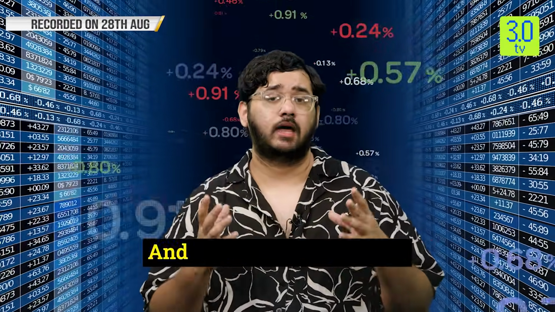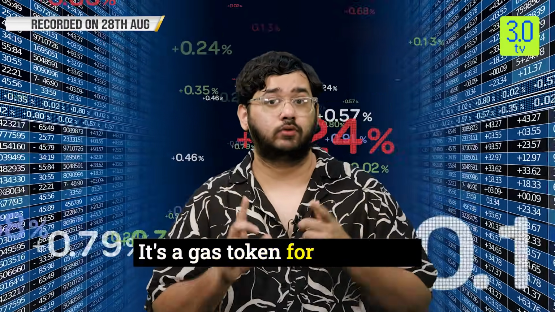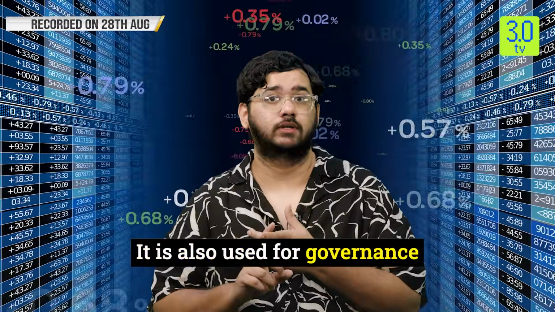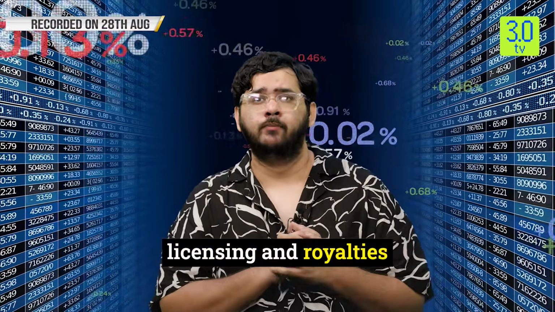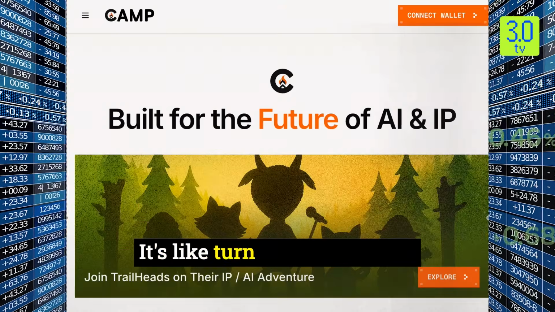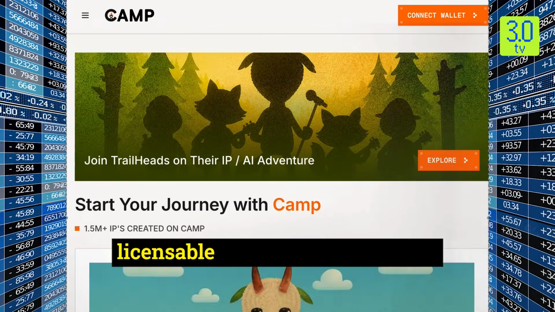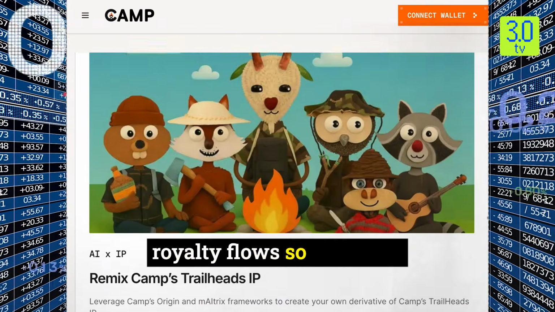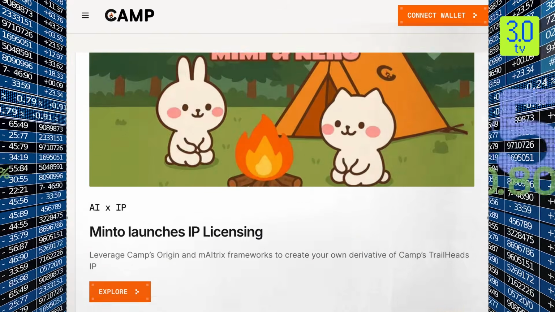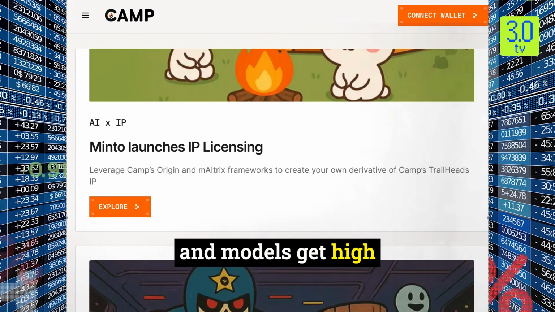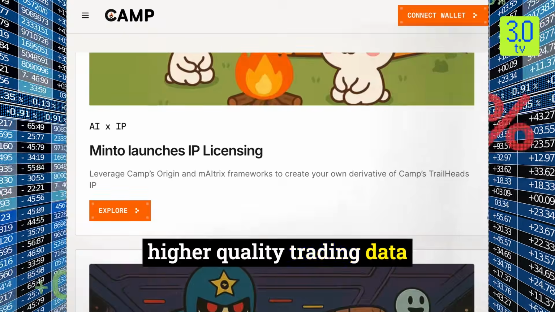So what is the token CAMP? It's a gas token for the CAMP blockchain. It is also used for governance and it is the economic unit for licensing and royalties. So what's the core idea? It's to turn IP into on-chain licensable assets with automated royalty flow, so AI agents can legally train and pay for content. Creators get paid, datasets become licensed, and models get higher quality training data.